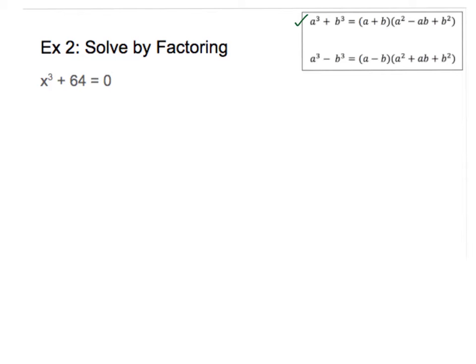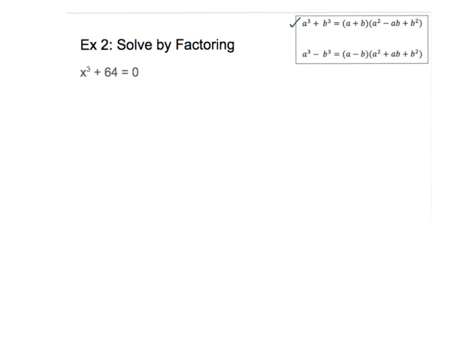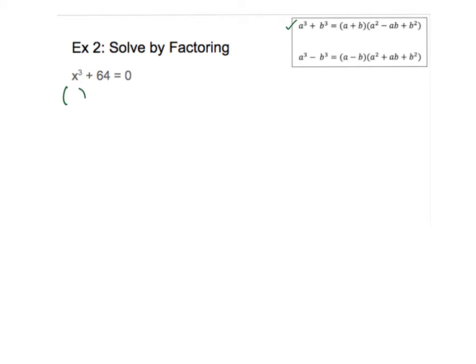And in this case, I'm going to take the cube root of my first term and my second term, so I can figure out what my a and b is. So to do that, let me shrink this down just a bit. There we go. So I'm going to take the cube root of my x cubed and the cube root of 64. So the cube root of x cubed is just x, right? Because x to the third power gives you x cubed.